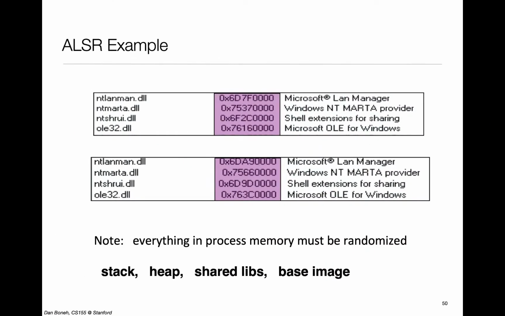Now, everything in the process memory must be randomized. So this includes a stack, heap, shared libraries, as well as the base image. And this will prevent any of the aforementioned attacks that require this deterministic address space.